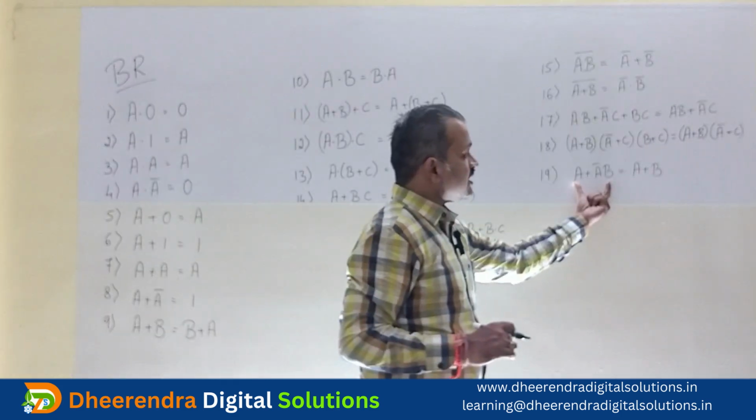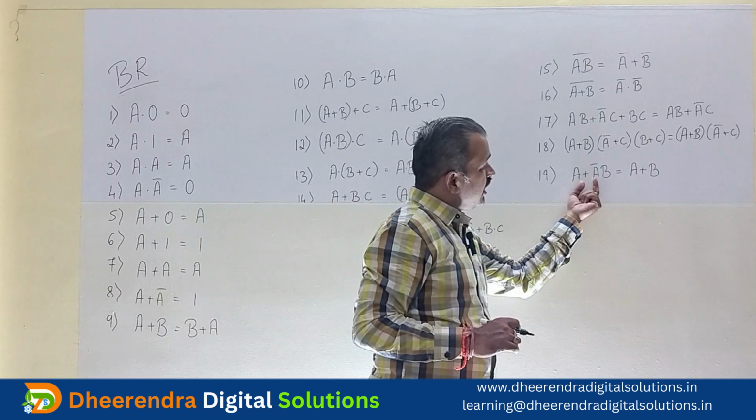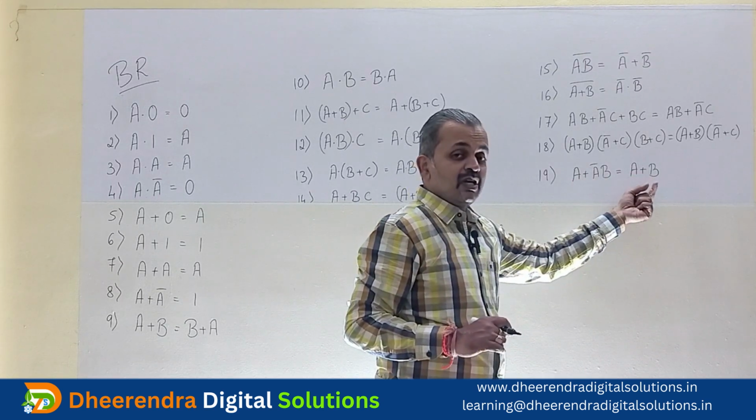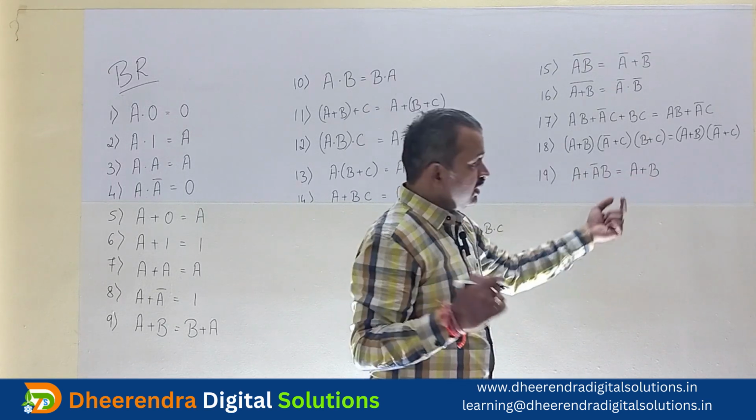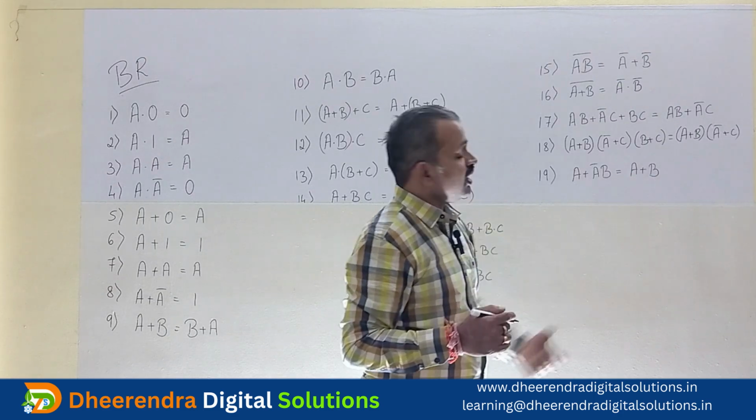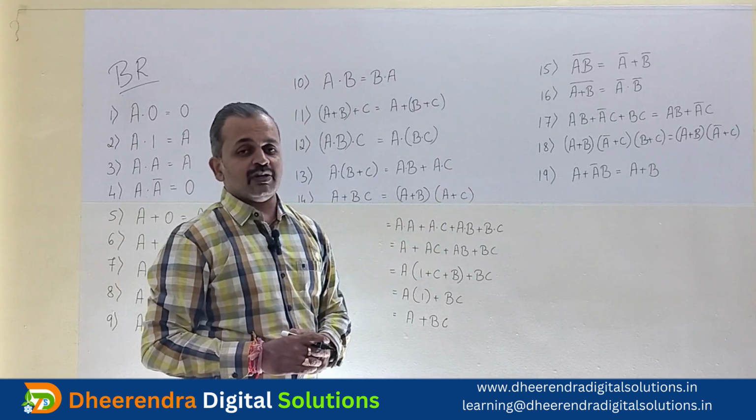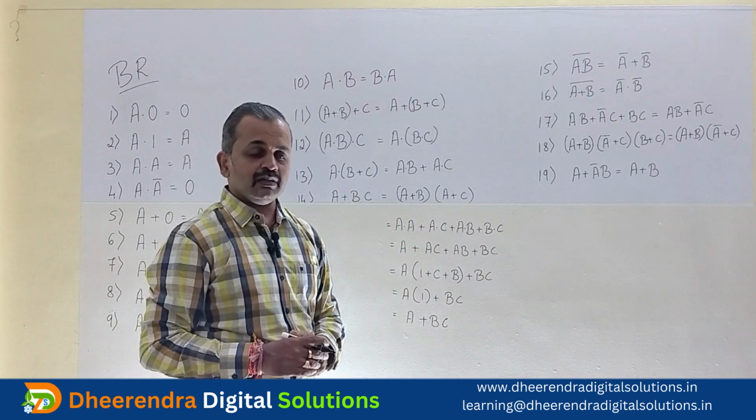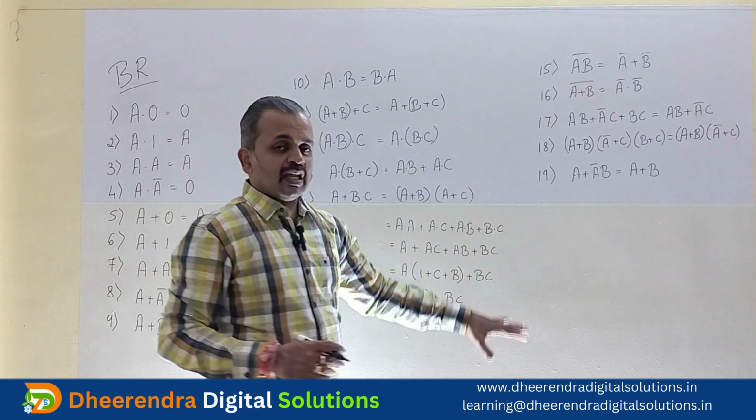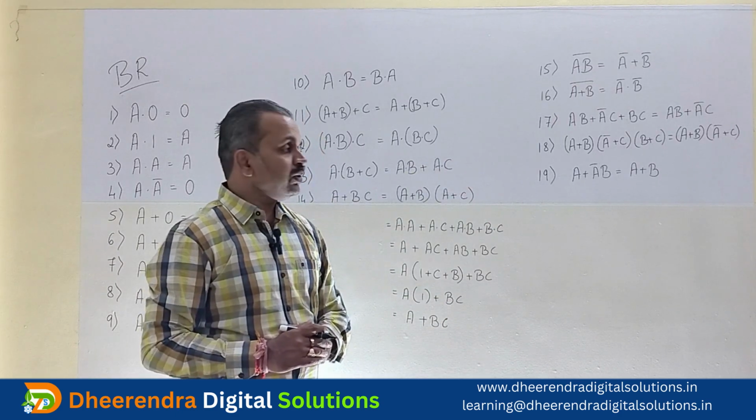Similarly, if I look at this particular equation, I can rewrite it as A plus B, A bar into A plus B. A plus A bar is 1, so we end up with the result as A plus B. This is one of the important rules that we make use of. Is that clear? So these are the 19 rules of the Boolean algebra which we need to follow.